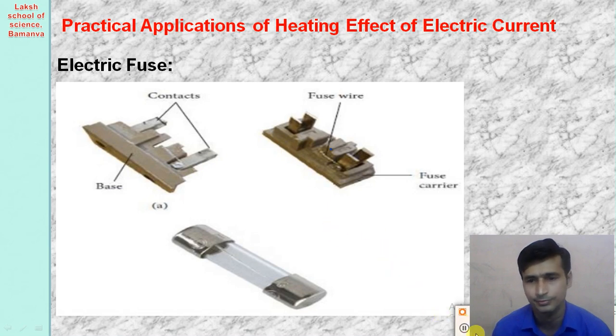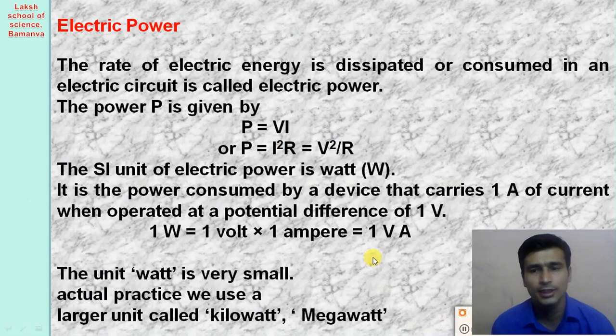So dear students, now let's discuss what we mean by electric power, and what the different units of electric power are. The rate at which electric energy is dissipated or consumed in an electric circuit is called the electric power. The time rate of electrical energy consumed by the electric circuit is called the electric power. So electrical energy per unit time is called the electric power.